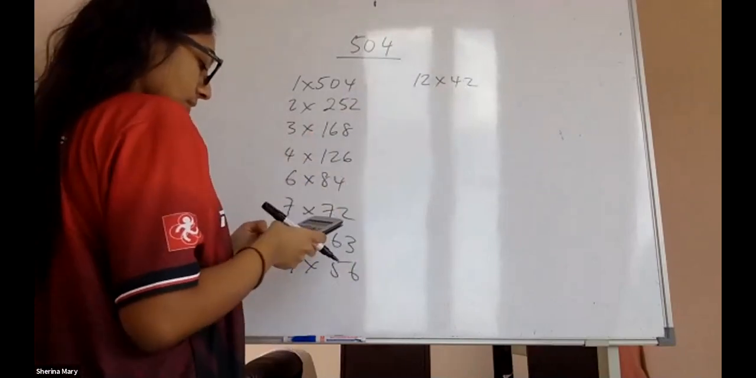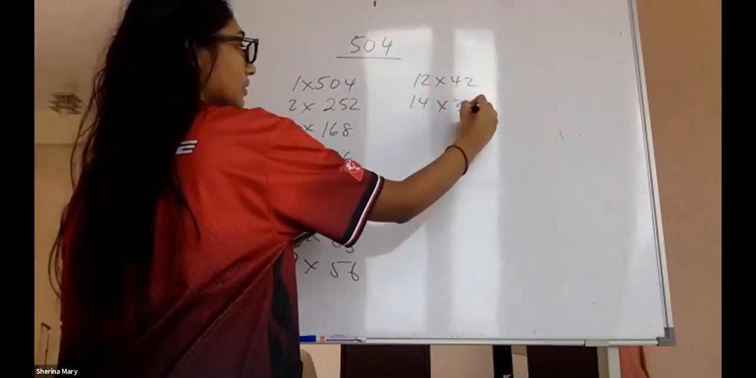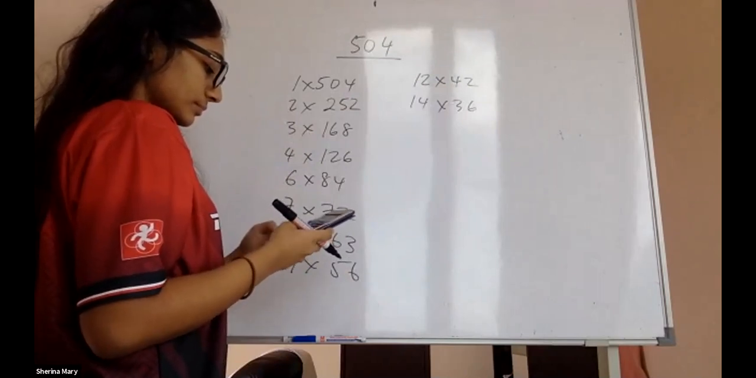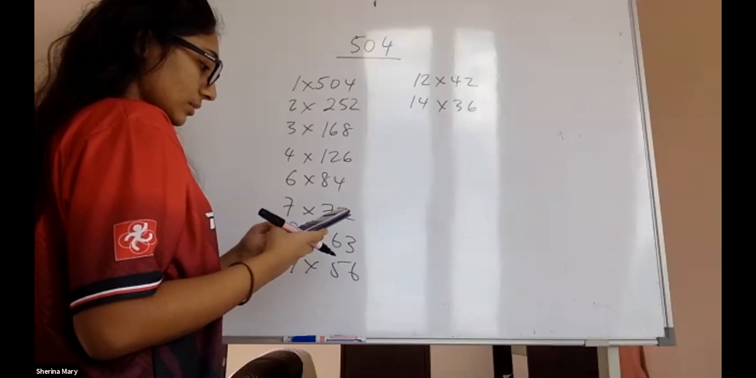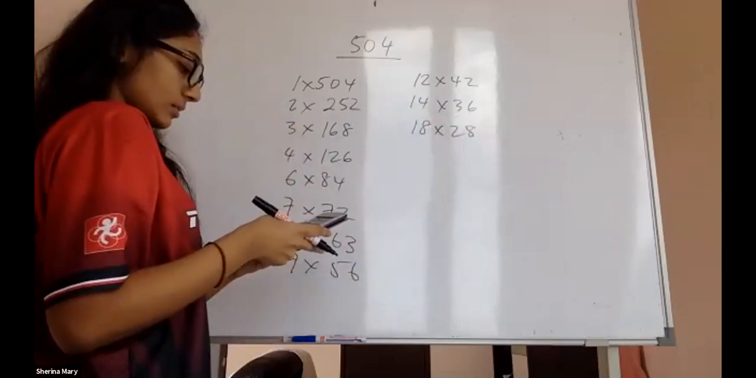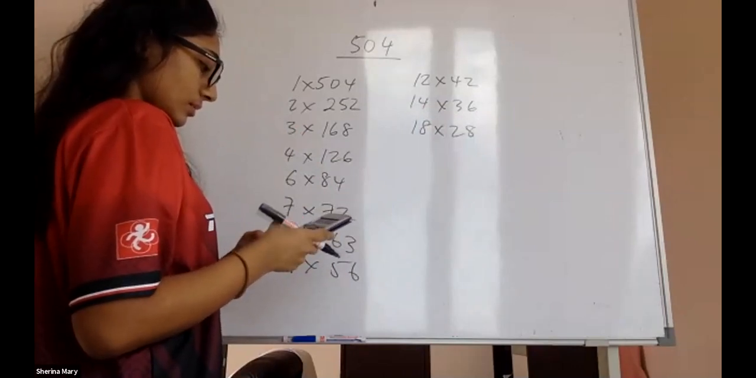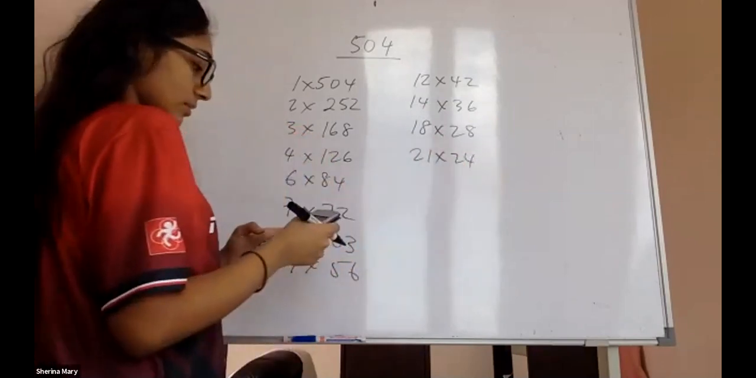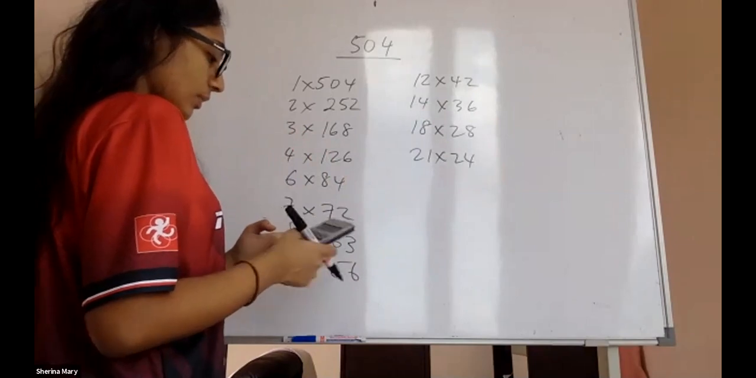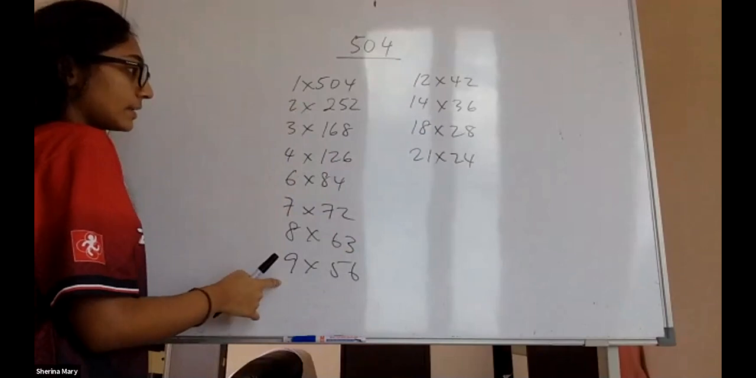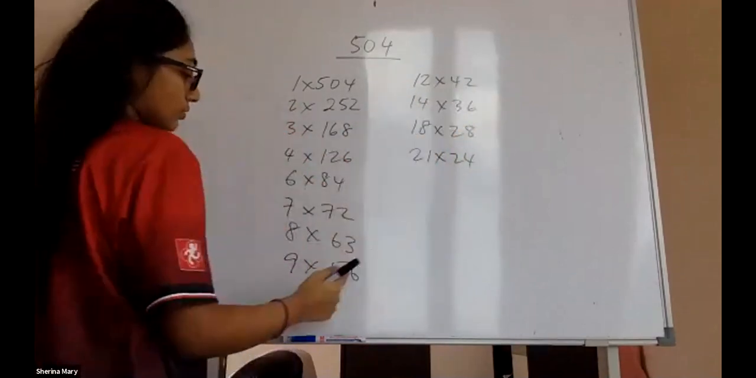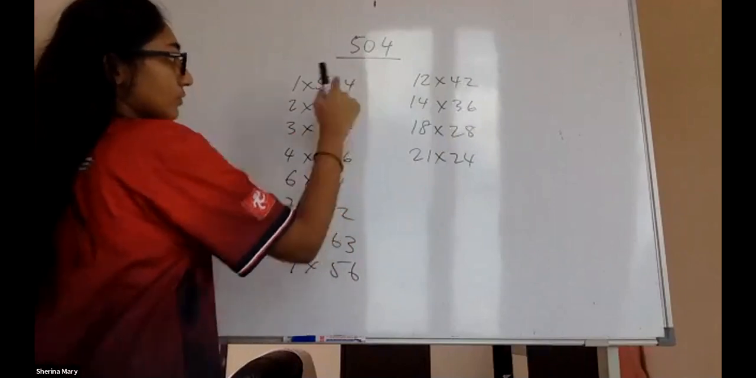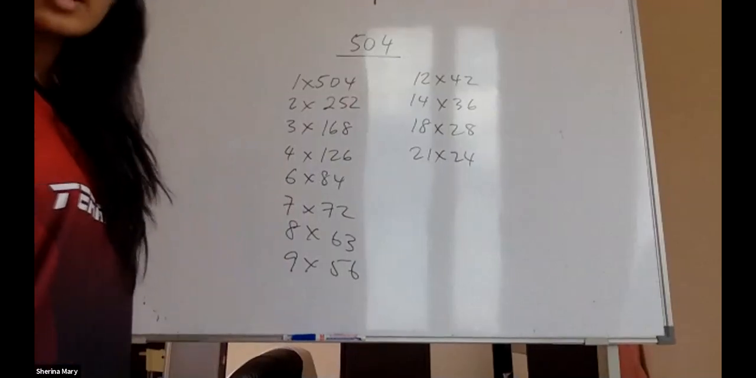So you list down the factors first. Have you all listed down all the factors? Yes, sir. 18 times 28. Okay, done. So I have 1, 2, 3, 4, 6, 7, 8, 9, 12, 14, 18, 21, 24, 28, 36, 42, 63, 72, 84, 126, 168, 252, 504. So these are all the factors of 504. Did you all get these numbers? Yeah.